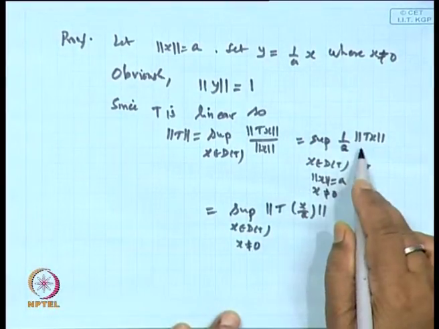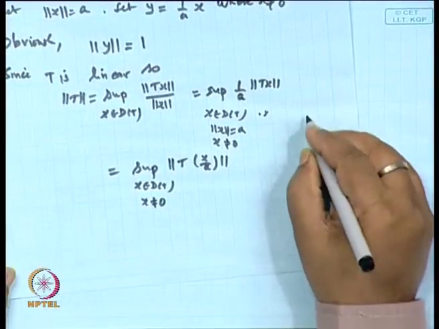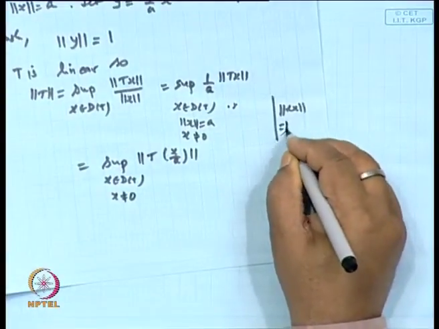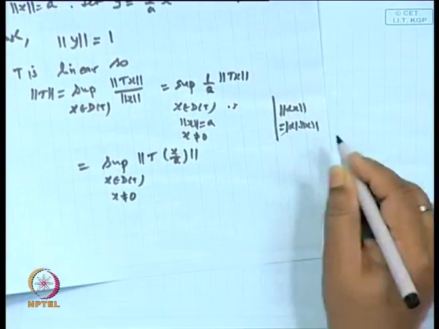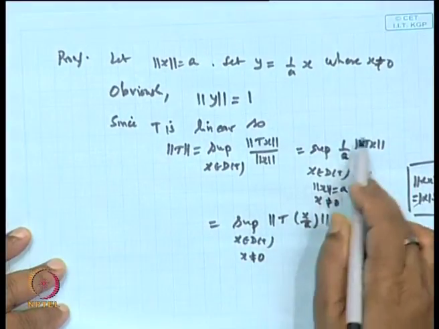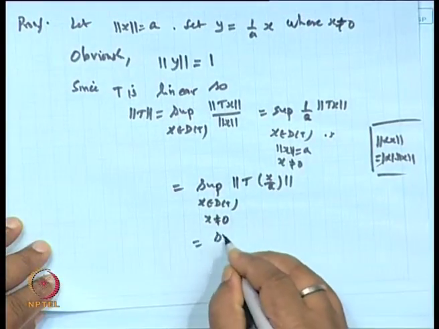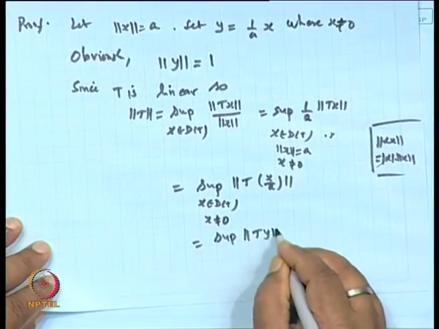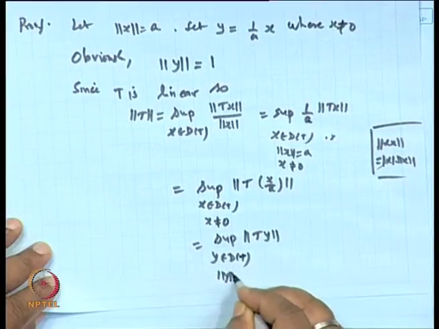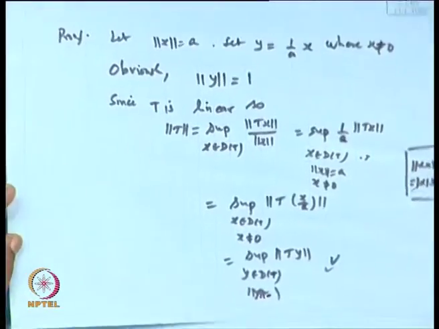Because it is a norm, by the property of the norm, if you remember, norm of alpha x is equal to mod alpha into norm x. Using this property, we are able to write this 1 by a inside and we get this. But x by a is y. So, basically this is the supremum of norm Ty, where y belongs to the domain of T and norm of y is equal to 1, and this proves the result.